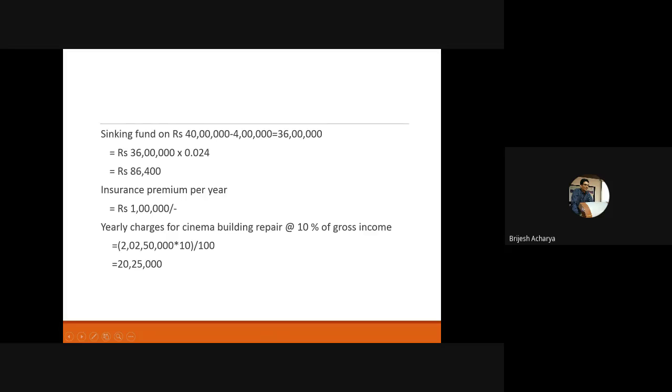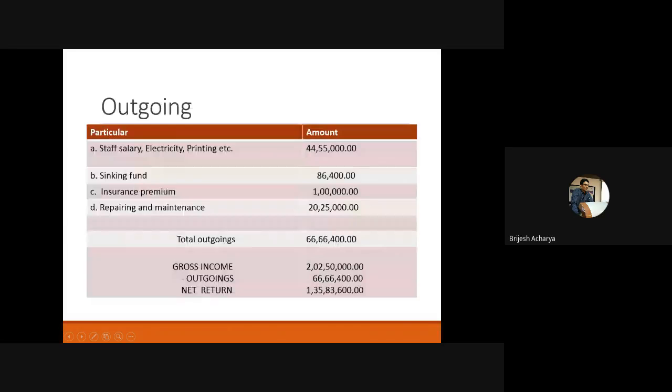The insurance premium per year is 1 lakh rupees. It is directly given. Yearly charges for cinema building repairs are given as 10% of the gross income, that is of 2 crore 2 lakh 50,000 rupees. 10% is 20 lakh 25,000 rupees, right? So I have done the outgoings summary like this: staff salary, electricity, printing, etc., 44 lakh 55,000. Sinking fund, which we have worked out, 86,400. Insurance premium, 1 lakh. Repairing and maintenance, 20 lakh 25,000.